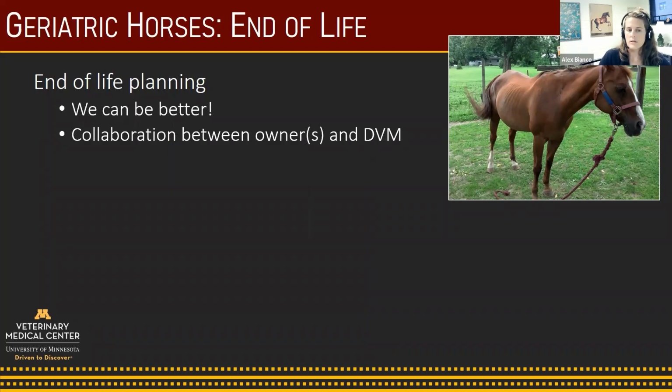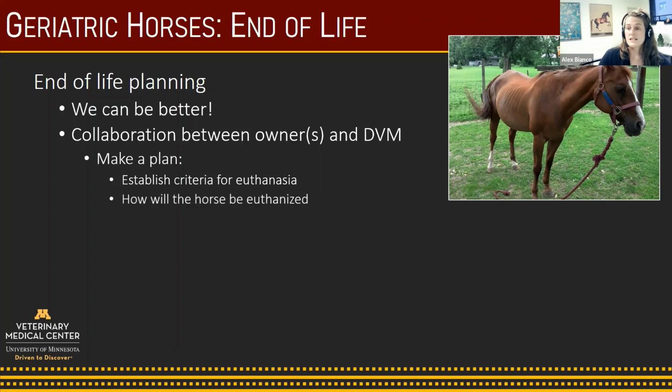And I think there should be a plan. So the plan should establish criteria for euthanasia. That's important. So what factors are you going to use in your specific case to help make that decision? Should decide how the horse is going to be euthanized well ahead of time. So when it is time, when we decide to euthanize, how are we going to do it? And then what is going to happen to the body?